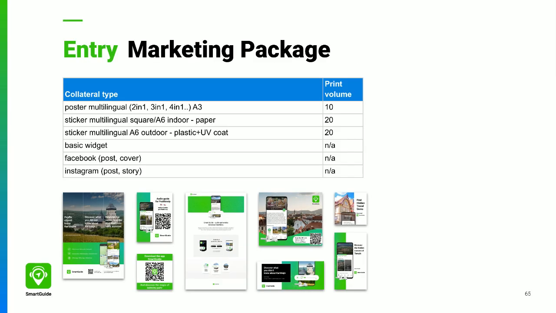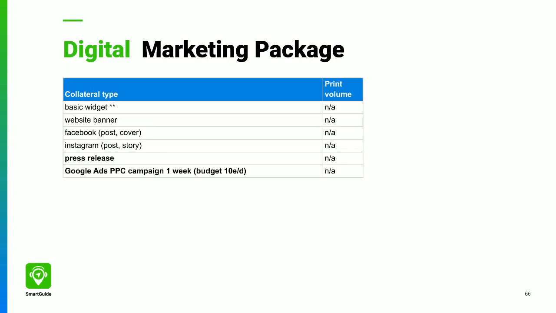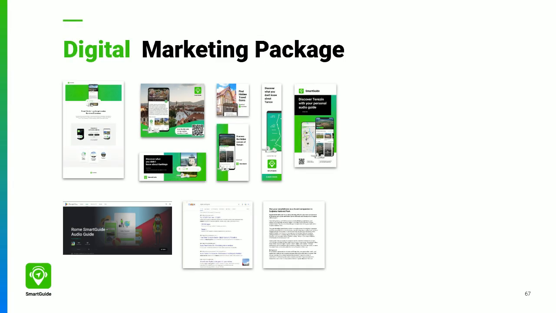The next package is the Entry marketing package and it costs €500 and contains 10 A3 multilingual posters, 20 multilingual A6 stickers, 20 multilingual square stickers, both outdoor, basic web widget, Facebook post and cover and an Instagram post and story. If you do not want any physical materials, the Digital marketing package is for you. It costs €1,000 and contains a basic widget, a website banner, Facebook post and cover, Instagram post and story, press release and a Google Ads PPC campaign for 1 week.